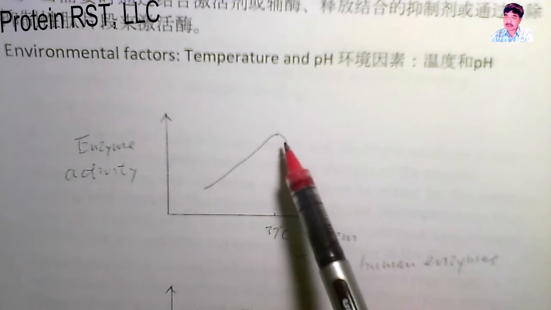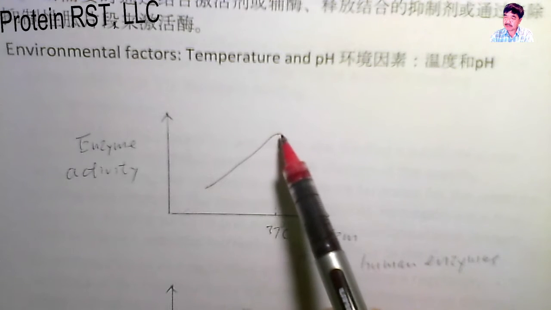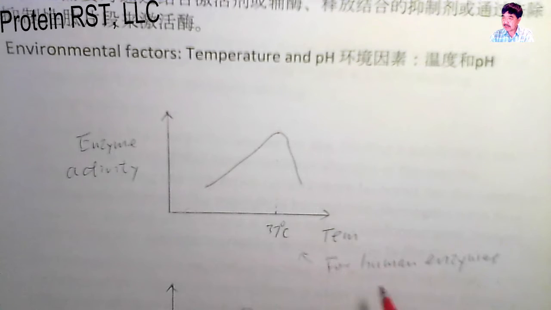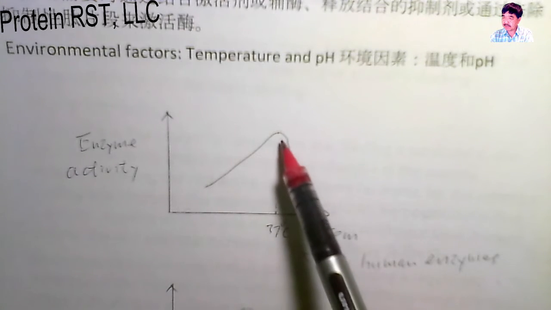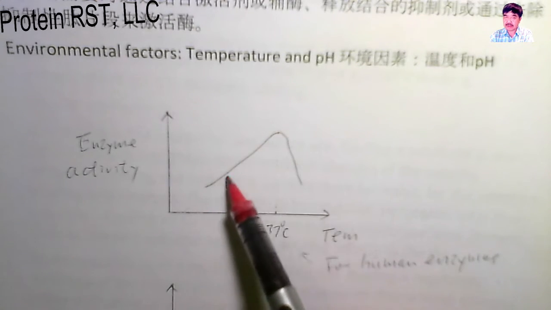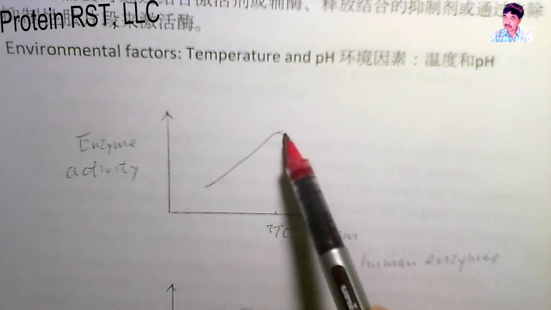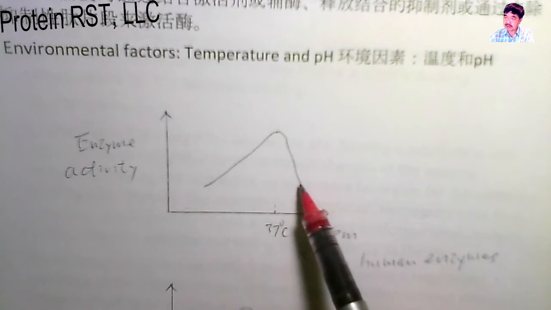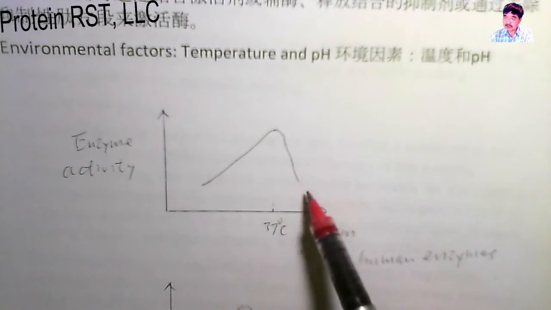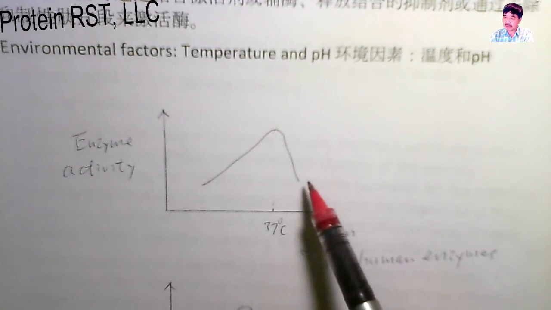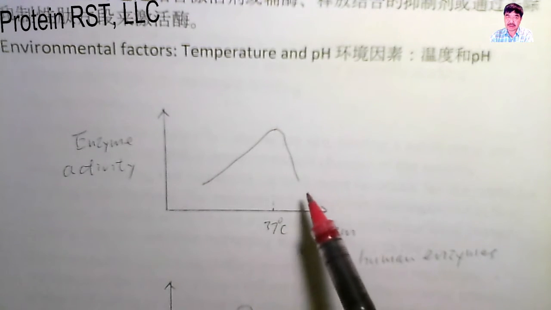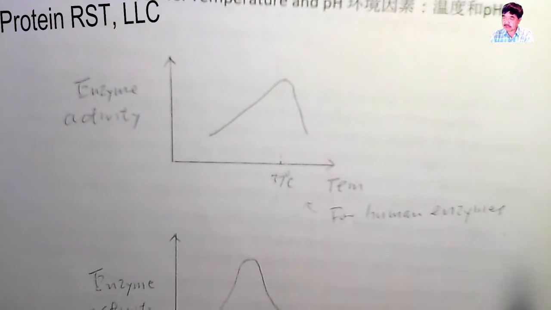For human enzymes, most enzymes have a maximum activity around 37 degrees, and when the temperature decreases, the activity decreases. When temperature increases, the activity also decreases. Once the temperature comes to a certain level, a given enzyme can be denatured, completely lose the activity, and lose the structure.